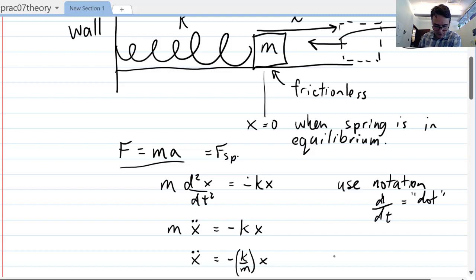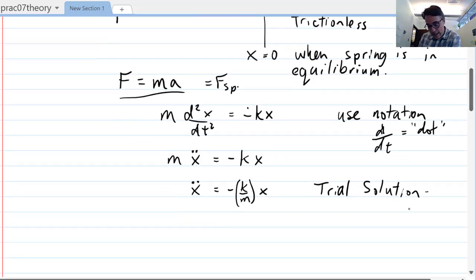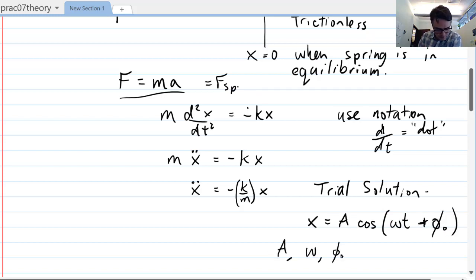And then we can divide both sides by m. You get that x double dot equals negative k over m, which is constant, times x. That's a second order differential equation. The trial solution is x equals A times cosine of omega t plus phi naught, where A, omega, and phi naught are some constants. And we can just try that solution.